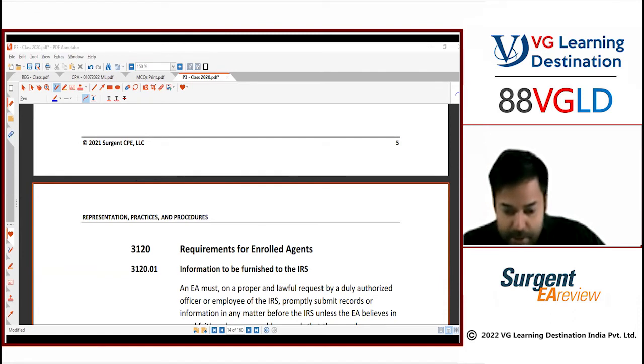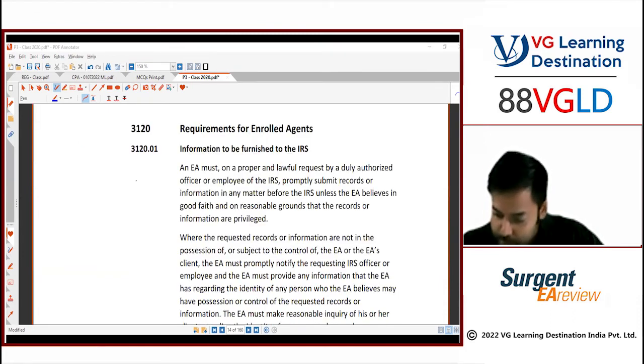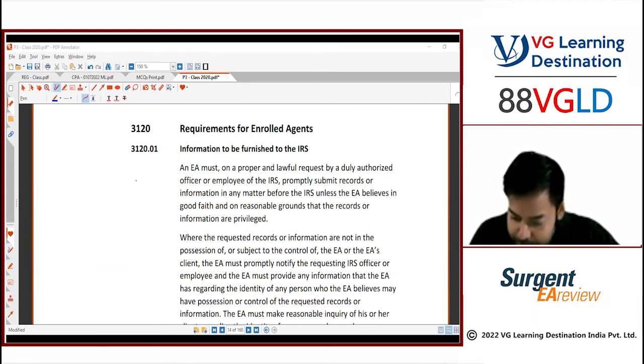I am on page number 6. Requirements for the EA. An EA must, on a proper and lawful request by a duly authorized officer or employee of the IRS, promptly submit the records or the information in any matter before the IRS.